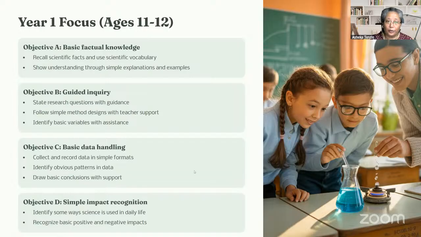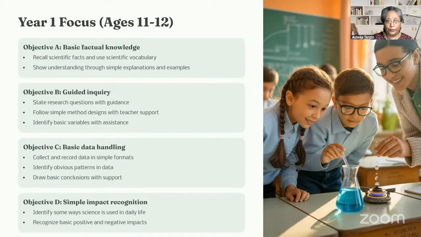In objective C, also over here, you will be giving them the opportunity for basic data handling. So the students will be able to collect and record data in simple formats. They should be able to identify patterns in the data, and they should be able to write basic conclusions from the data that they observe, from the patterns that they observe. Okay. In objective D, where you are looking at scientific impact, the student should be able to identify some ways where science is used in our daily life. And they should also recognize the basic positive and negative impact of science. Okay, so this is for year one, MYP 1.